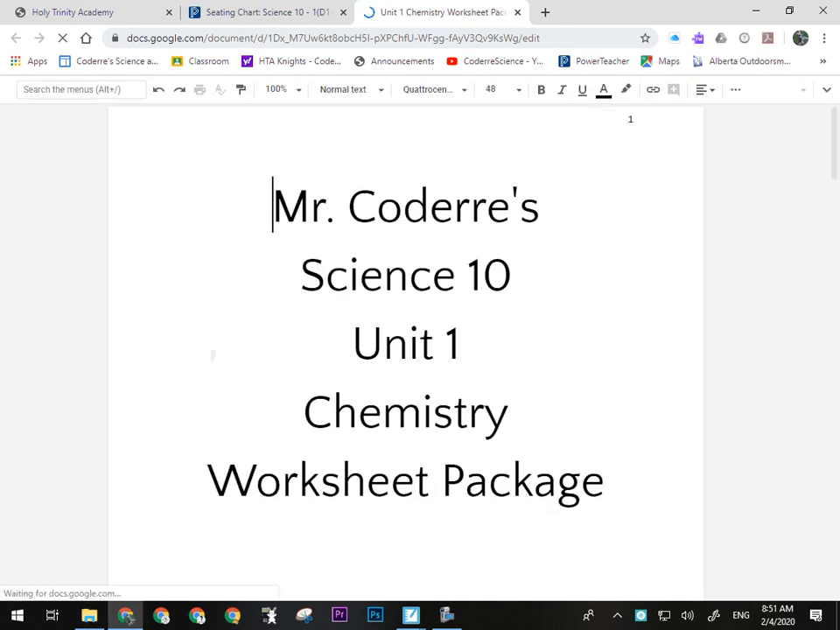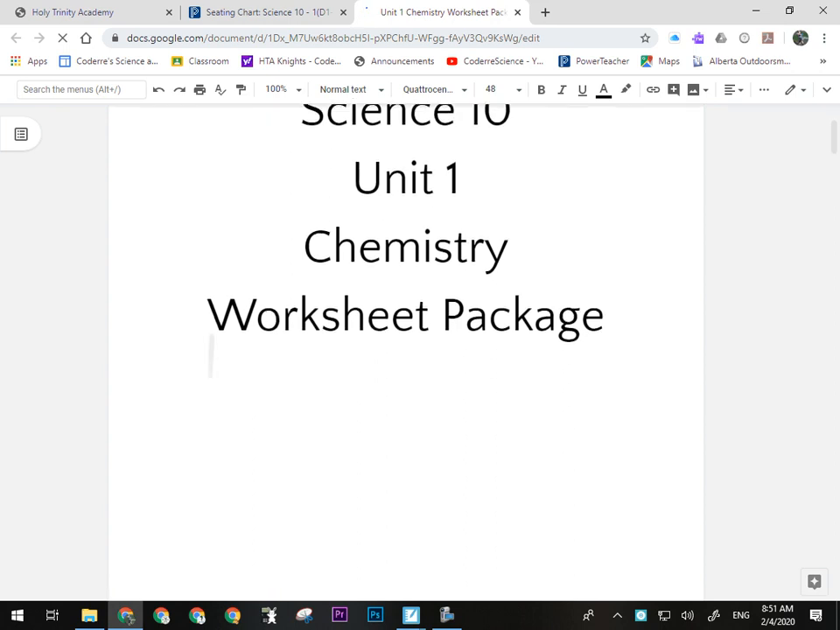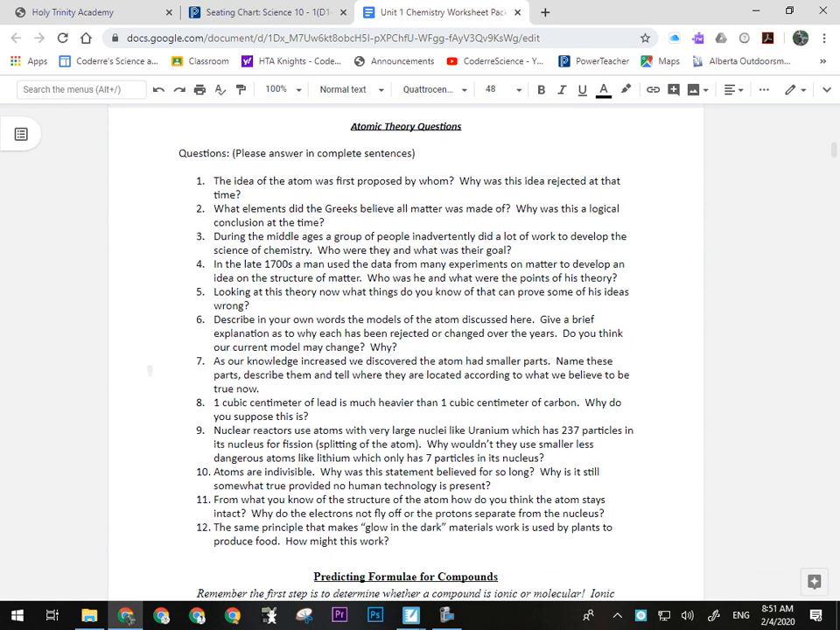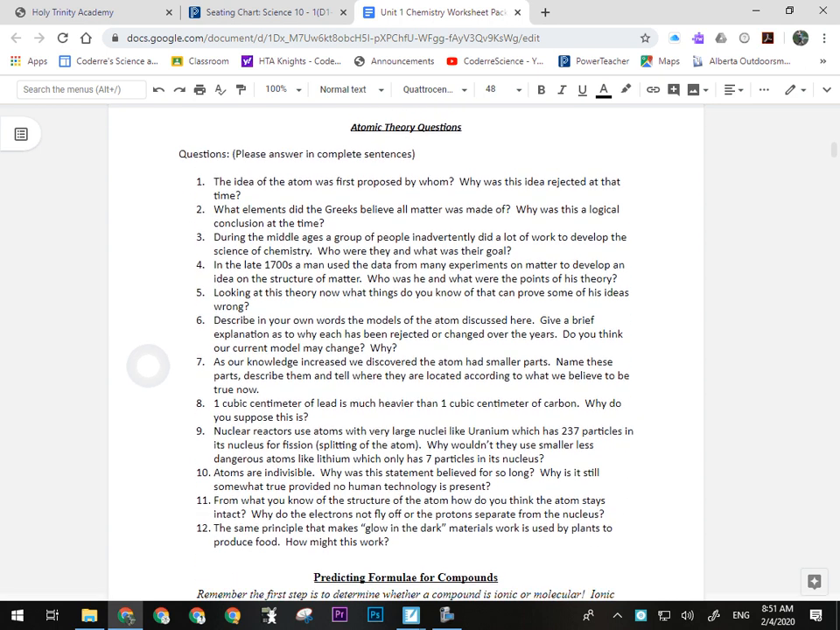Okay, so this is the worksheet package, the chemistry worksheet package, and these are the questions that we are working on right now. All right, I'll give you some time to get those answered. Then we'll go through them in detail and then move on to ionic and molecular compounds today.